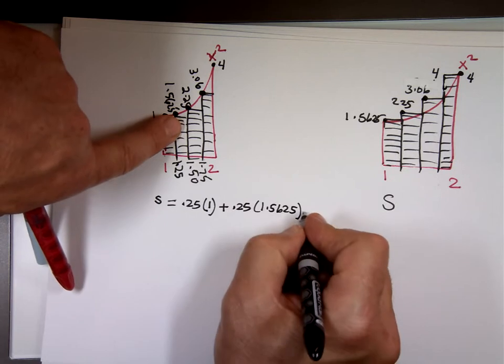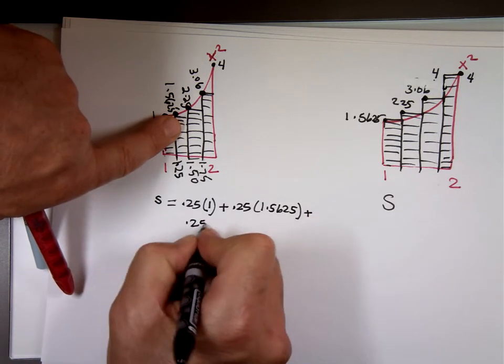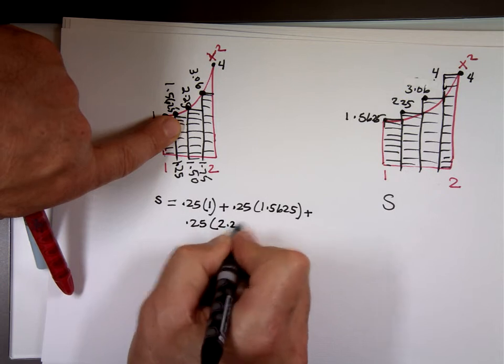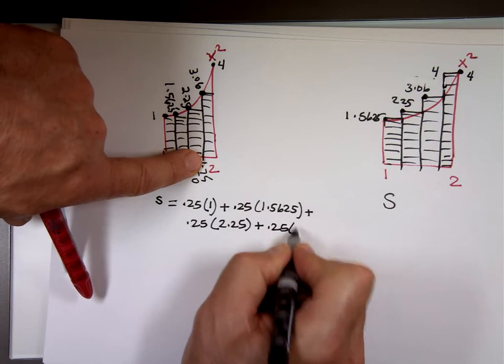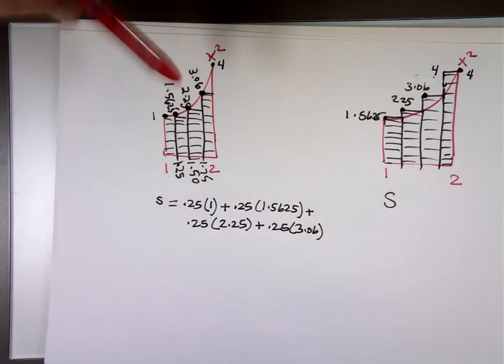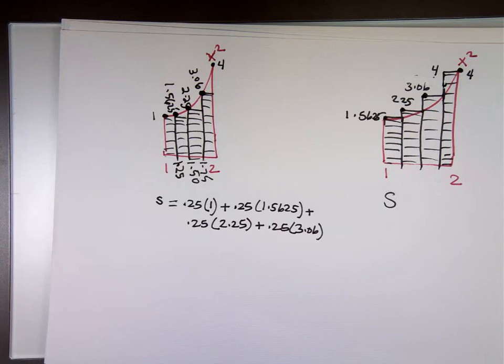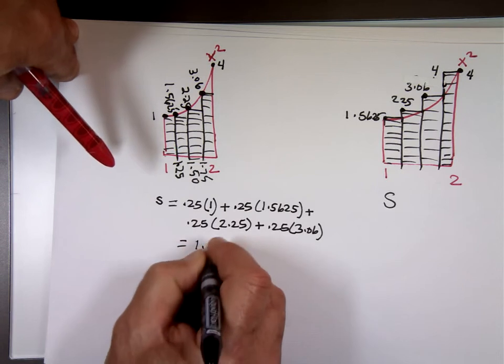The next one, 0.25 times the height, which is what? 2.25. Plus the last one, which is 0.25 times 3.06. And if we see what the math is, 0.25 times 1.5625 plus 0.25 times 2.25 plus 0.25 times 3.06. That gives 1.968, so roughly 1.97.